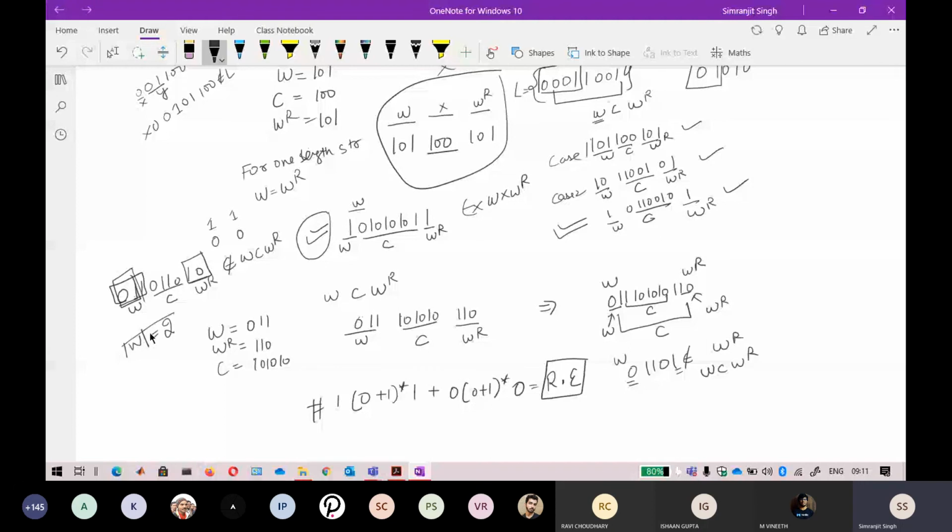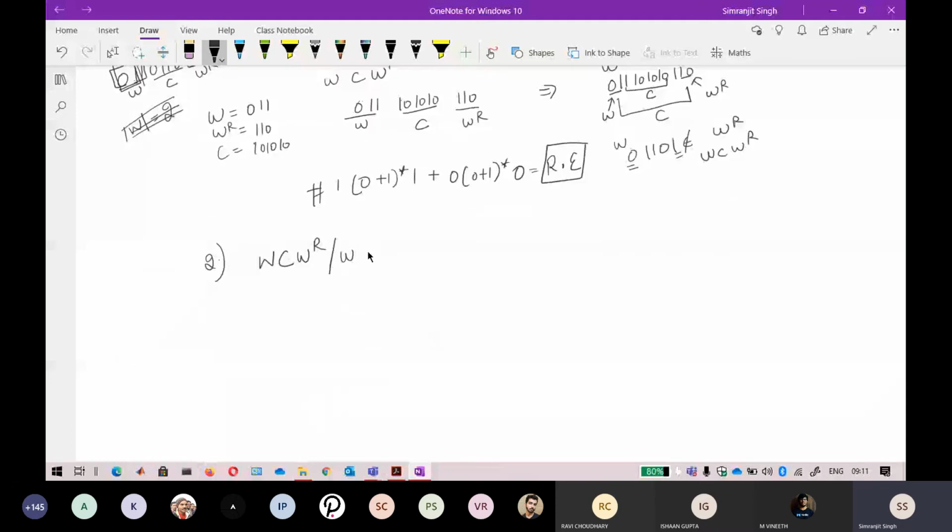Okay, now I change this question a little bit. Second question: WCWR, where W belongs to 0 and 1. Now what I do is fix the length of C here. So the length of C here is now 5. Now can you say this is a regular language or not? You cannot. This now becomes not regular.